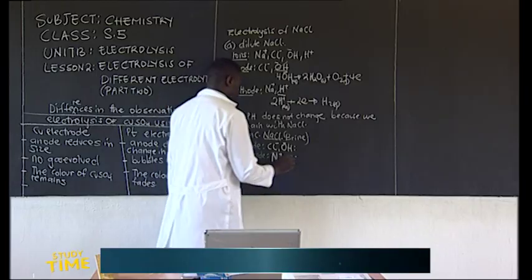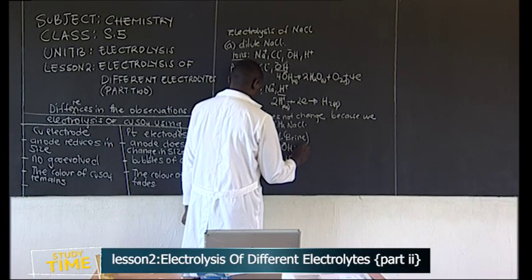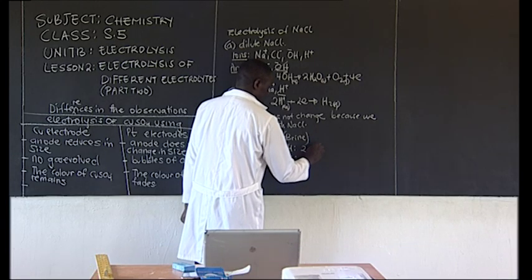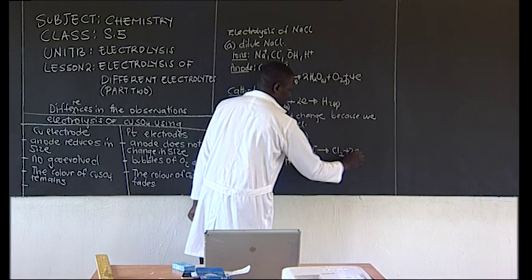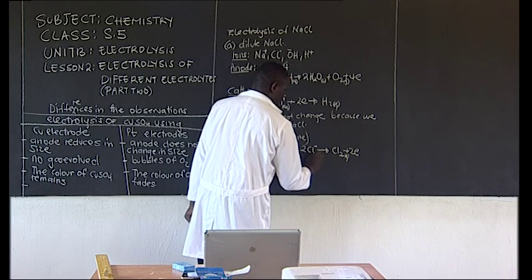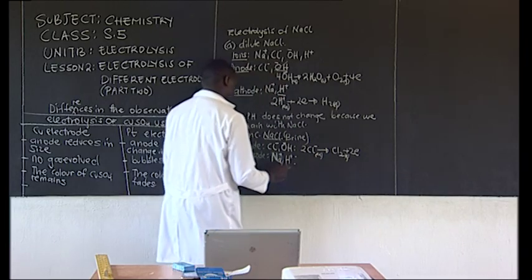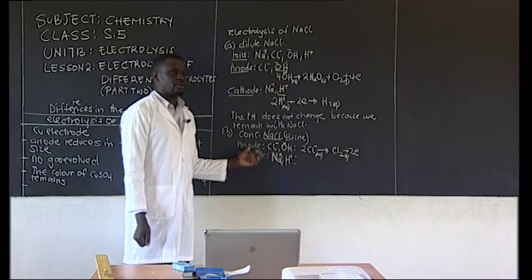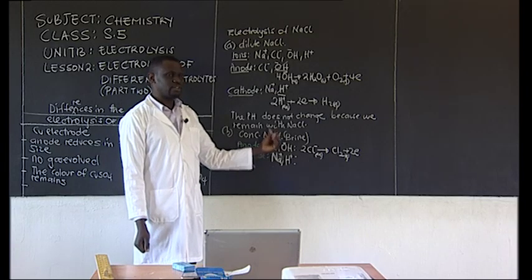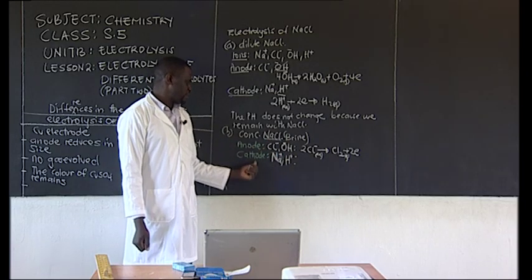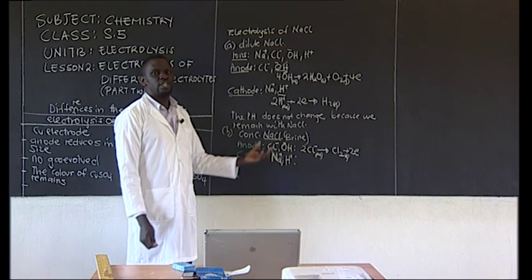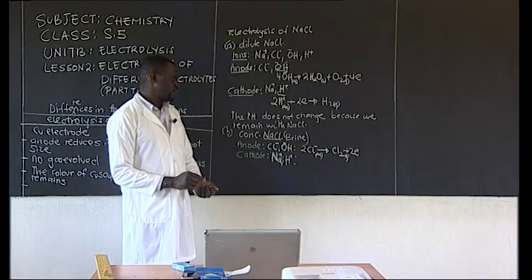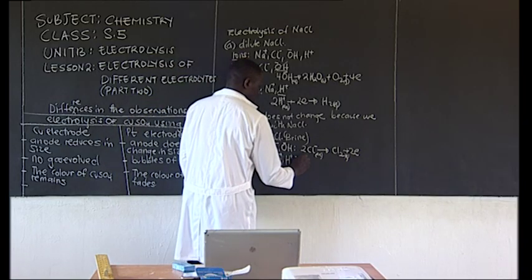So here at the anode we shall have chloride giving us chlorine plus 2 electrons, so we have chlorine gas. Then here again, actually here the factor of concentration is because of higher concentration of chloride we produce chlorine. But here, despite the fact that we have high concentration of sodium, again hydrogen will be discharged. So we shall have hydrogen.